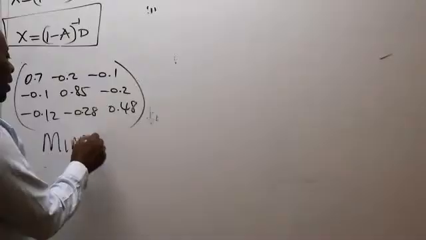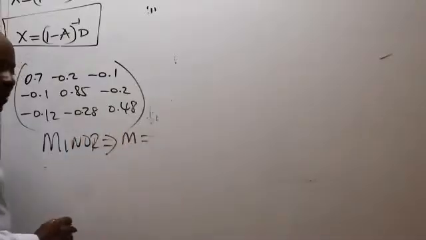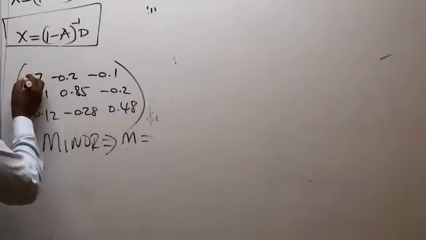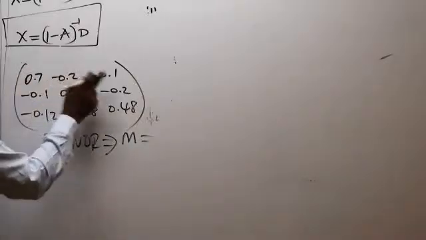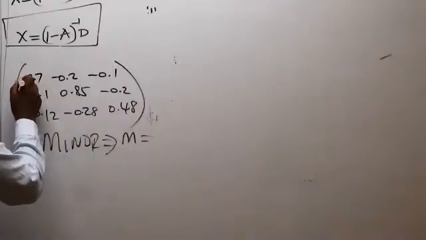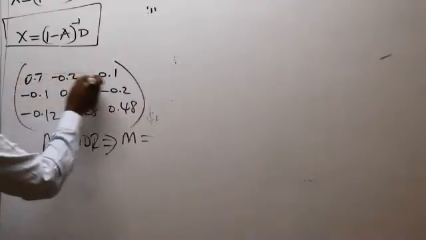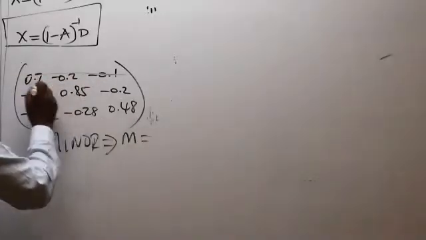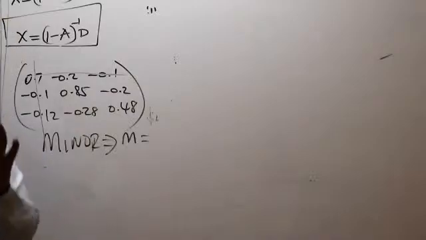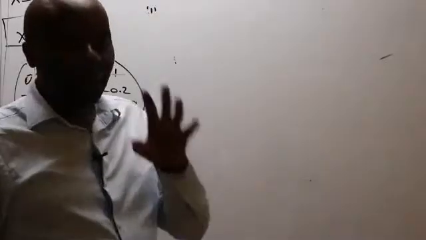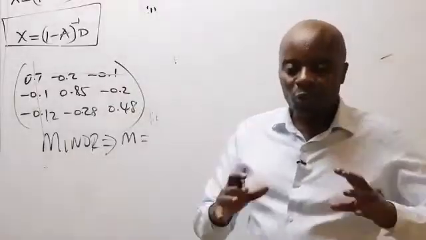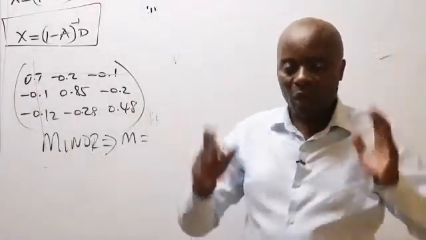The one thing that I will always remember about the minor is that if they want me to give them the minor of this value, each of these values here will have a minor element. So what am I going to do? I'm going to hide the value row-wise and column-wise. Anytime you want to get a minor element, you hide the value of interest row-wise and column-wise.